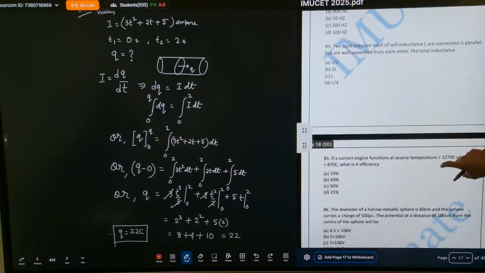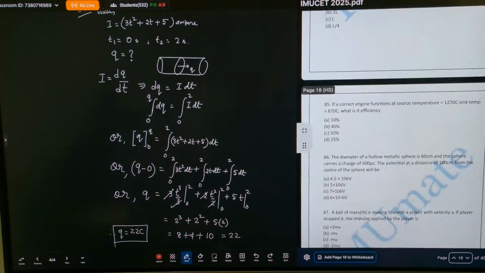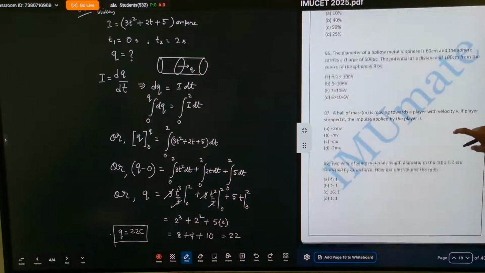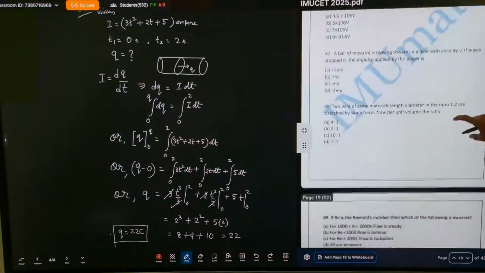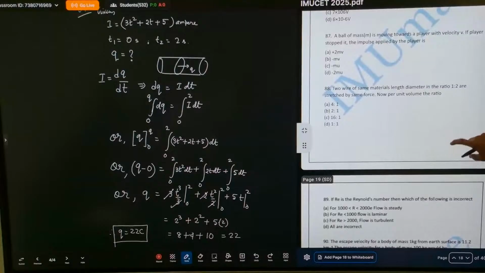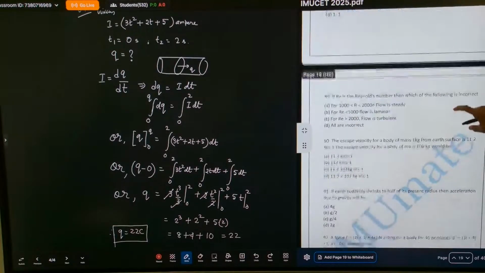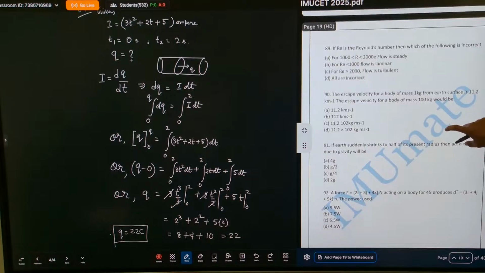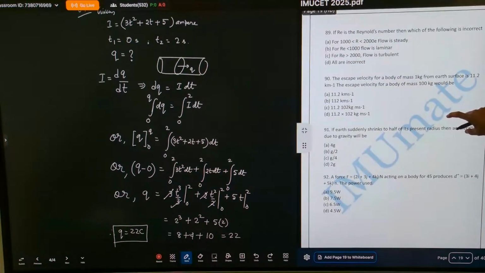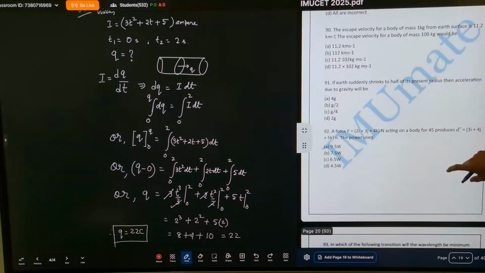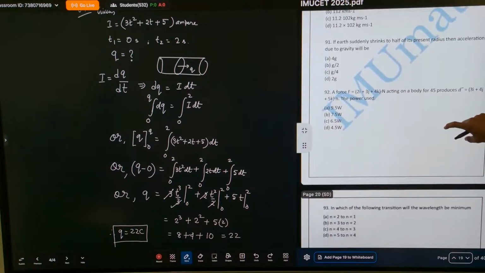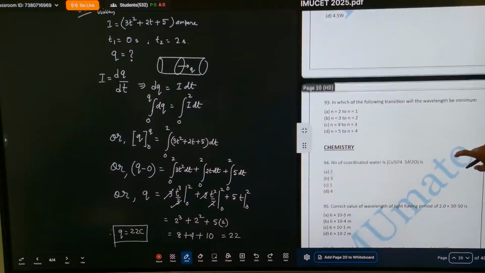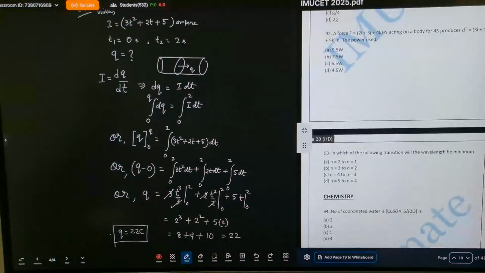Inductance, parallel inductance. Oh, this is efficiency, 1 minus T2 by T1. Potential difference, Reynolds number, escape velocity, but this is part of the chemistry.